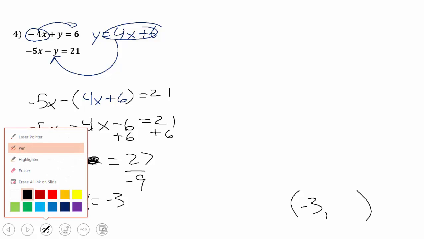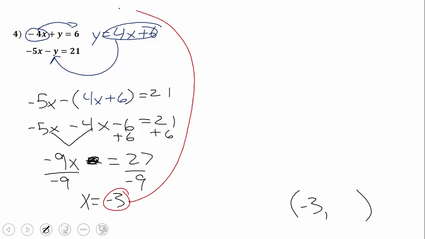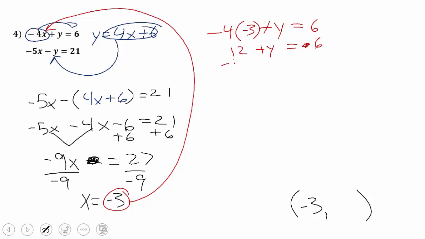I substitute that negative 3 into the original equation. I have negative 4 times negative 3, plus y equals 6. Negative 4 times a negative 3 is 12. Plus y equals 6. Subtract the 12. I think I was jumping the gun there. Y equals negative 6.